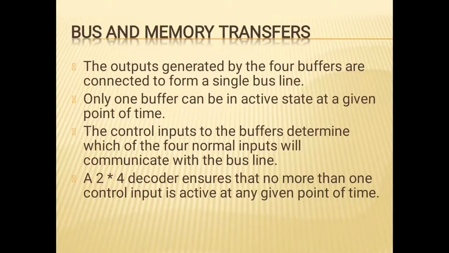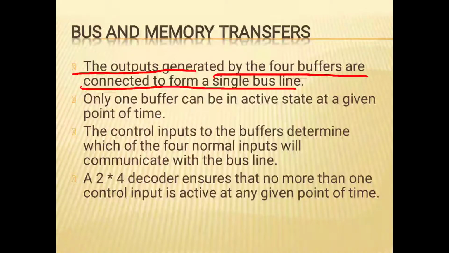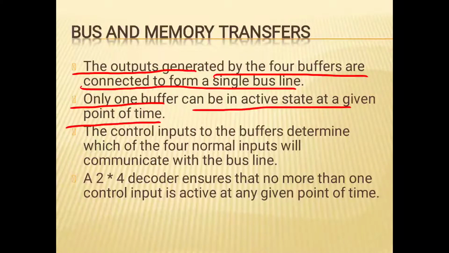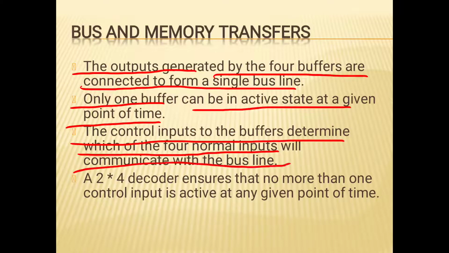So the outputs generated by the four buffers are connected to form a single bus line. Only one buffer can be in the active state at a given point of time. The control inputs of the buffers determine which of the four normal inputs will communicate with the bus line. In this example, we take a 2-to-4 decoder to ensure that no more than one control function is activated at a given point of time.